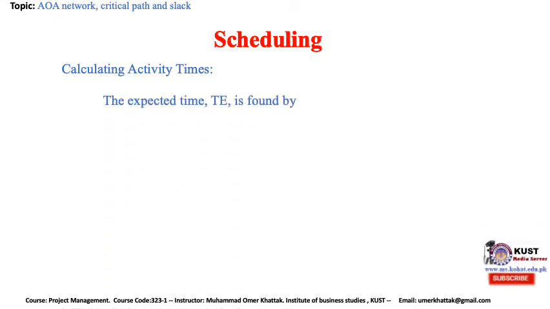Now, the expected time T is found by this formula: T equals A plus 4m plus B, that is, optimistic plus 4 times most likely plus 1 pessimistic time, divided by 6, where A is optimistic, m is most likely, and B is pessimistic time.